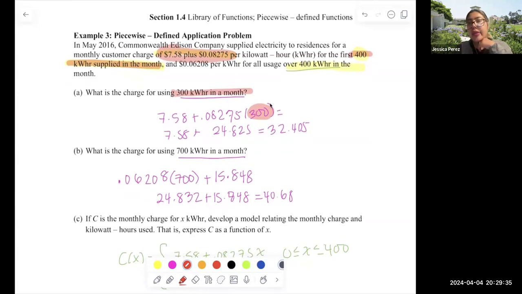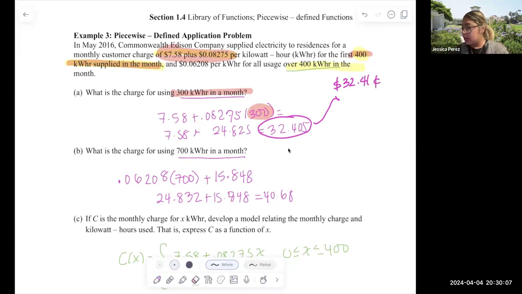When I substitute this, the good thing is that you're able to use a calculator. So it's 7.58 plus 0.08275 times 300. That breaks down into 24.825. When you add that, you're getting charged $32.40 or 41 cents. So you want to round to the nearest cent. So it's going to cost $32.41 for 300 kilowatts. Now, the tricky part is what happens when you go over.